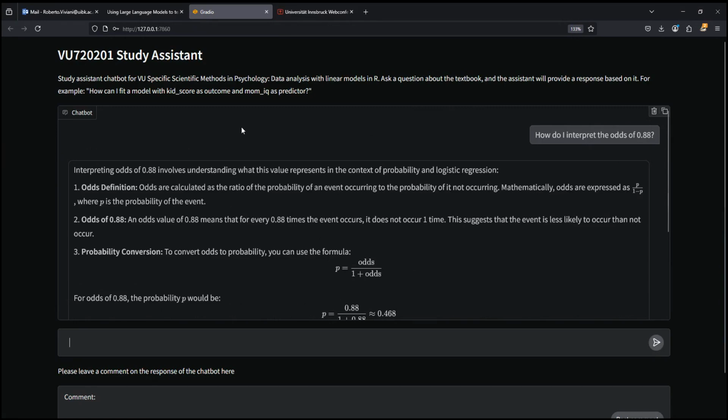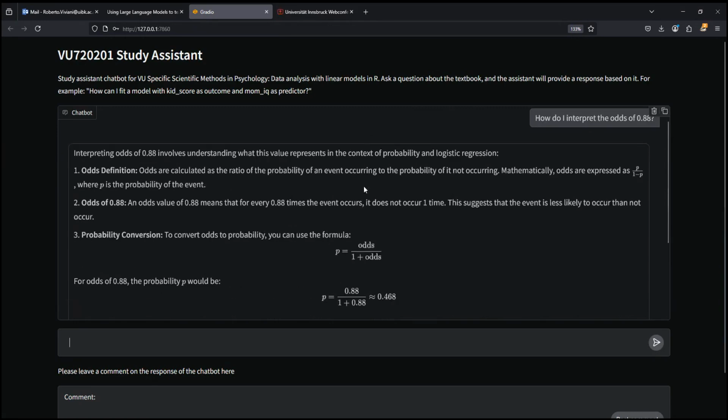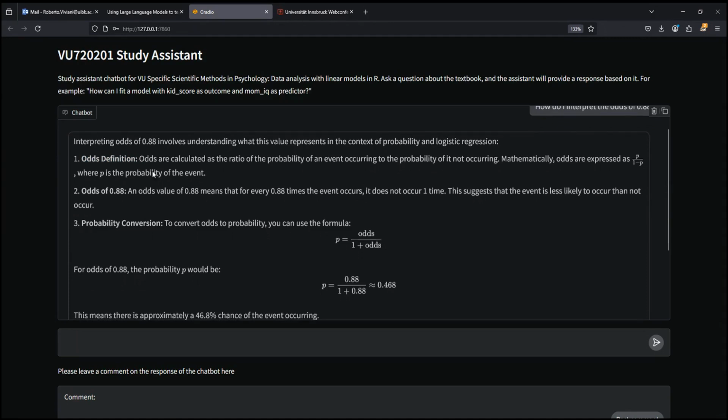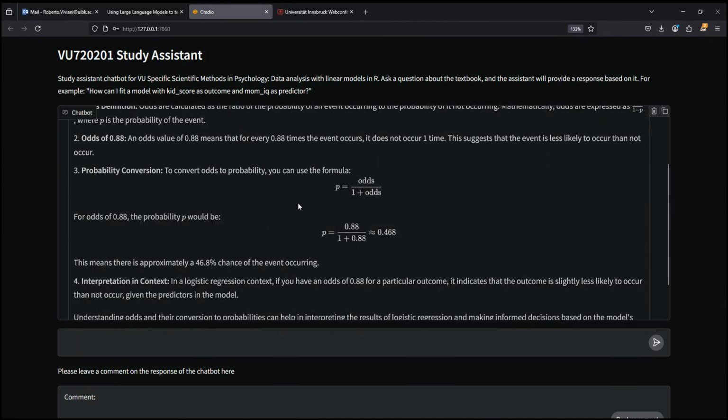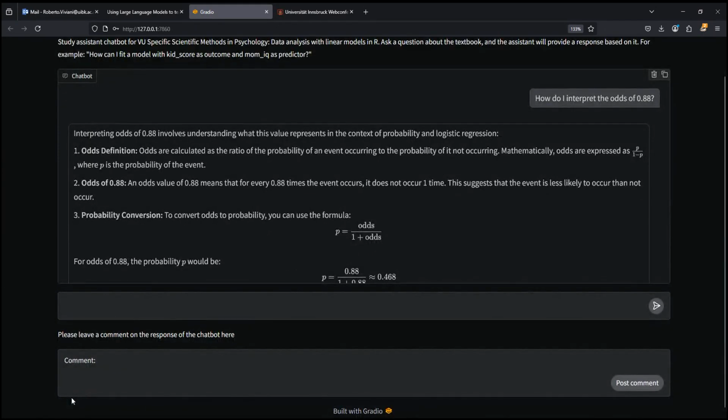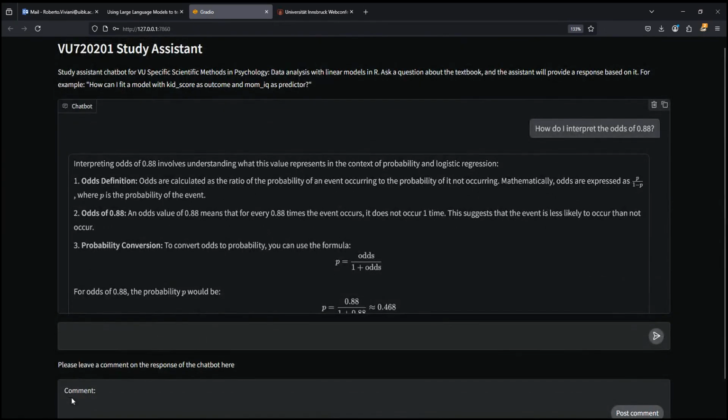And here we see an interpretation pretty similar to other chatbots. Here you see a general interpretation of the definition of odds, and then here's a more specific one for 0.88, what it means, and we got our correct answer for this type of question. But of course, the problem was often the kind of question from the students. The answer is often only as good as the question is.